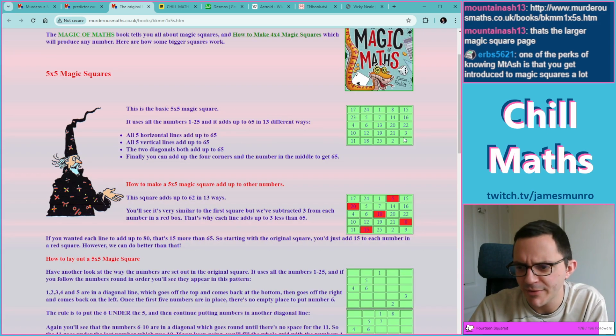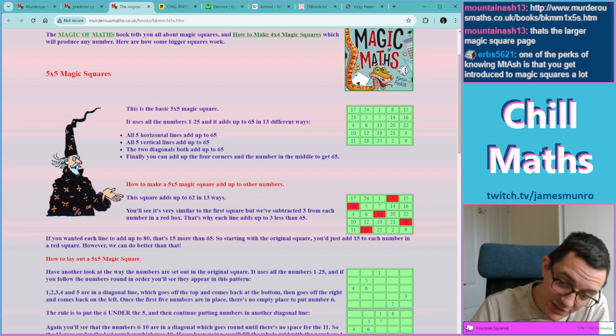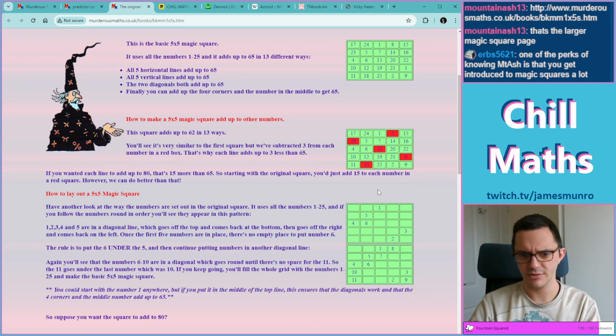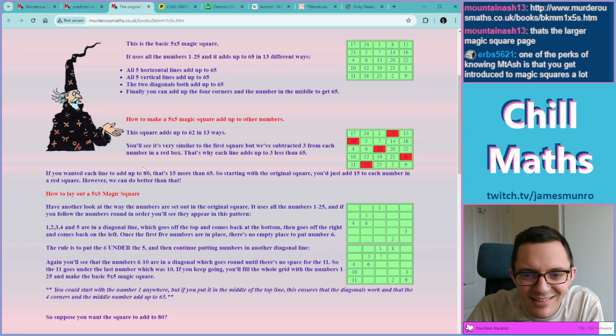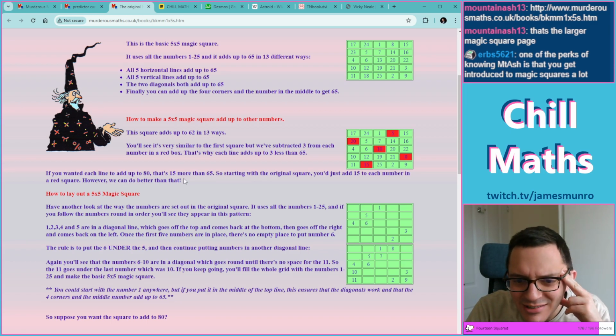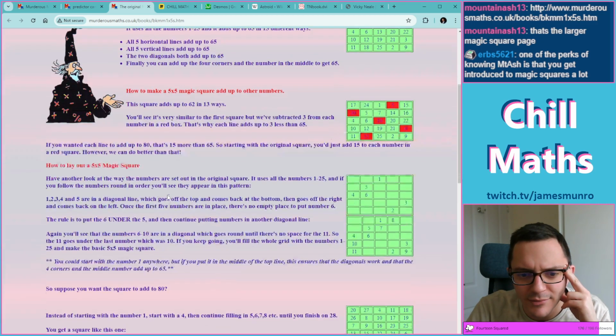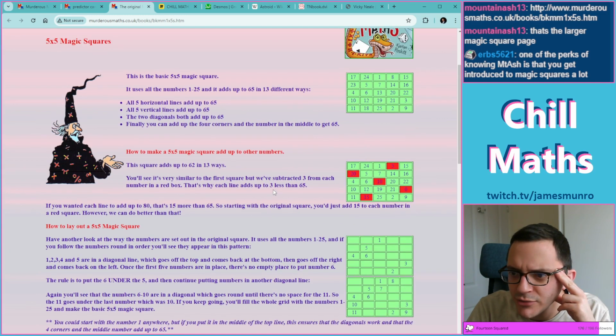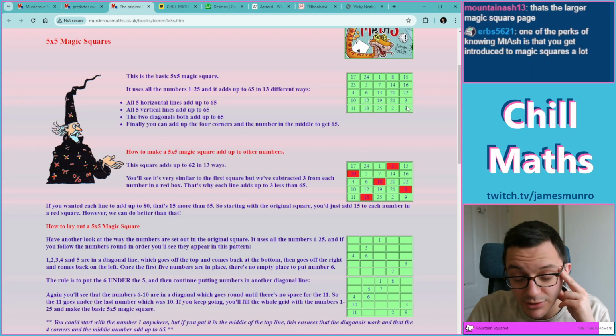This is the basic 5x5 magic square, and then edit these numbers, which are actually on a nice kind of. There's a pattern to those as well. Fans of Latin squares. Let's see what's going on. Oh my goodness. If you want each line to add up to 80, add loads to that, which is nice. Okay. Another look at the way the numbers are set out in the original square. Okay. That uses all the numbers 1 to 25, which is nice.